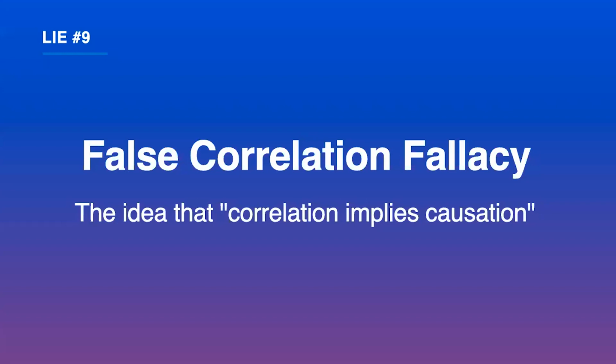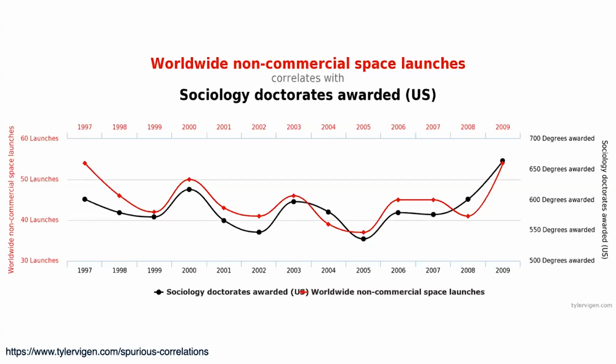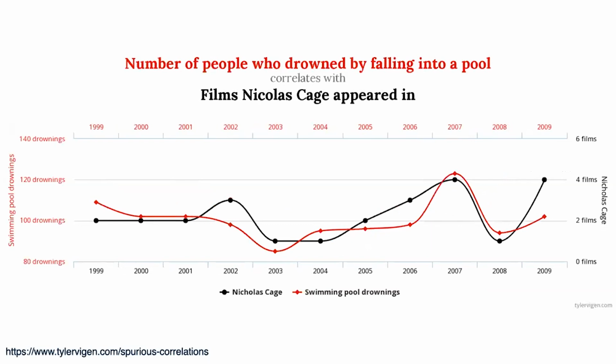And finally, the line number 9, false correlation fallacies. Sometimes when you see two different lines together, they seem correlated. Correlation doesn't mean causation, and this is a very important thing to remember. These examples, wow, you can find them anywhere. This is the saddest one.